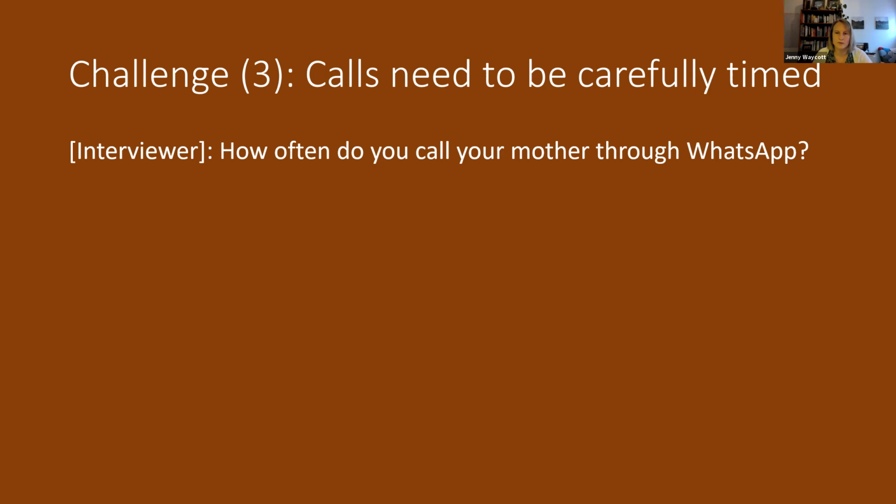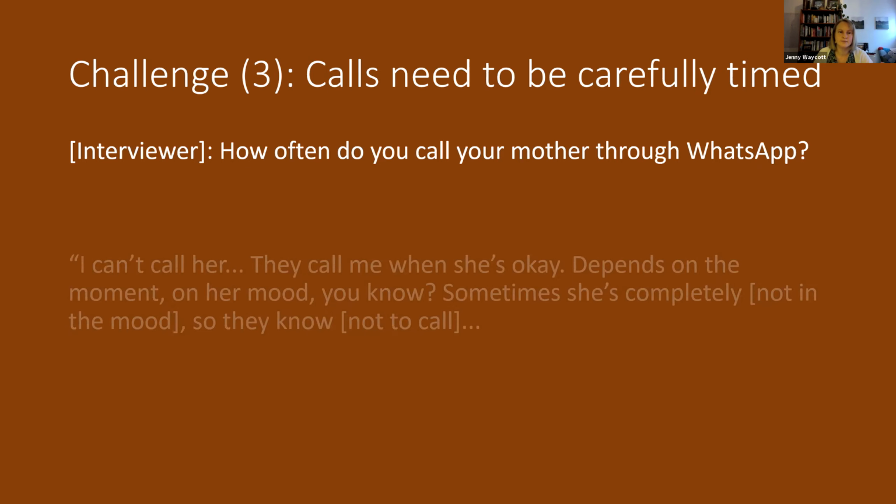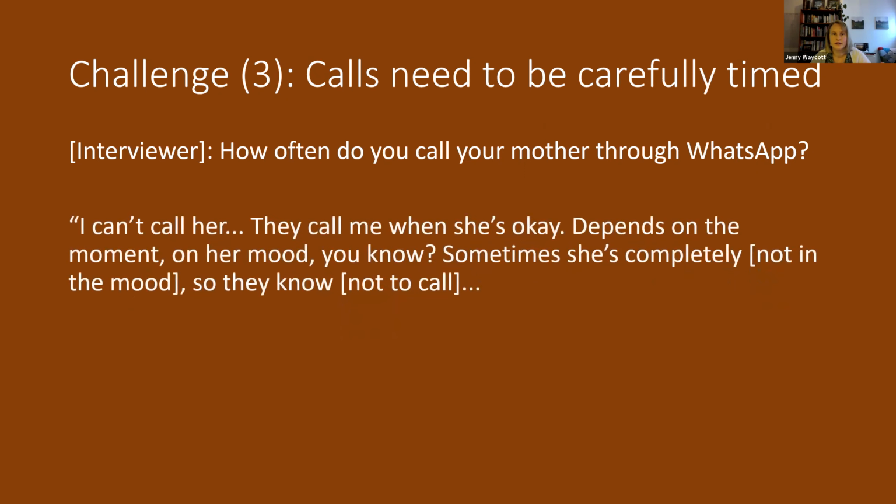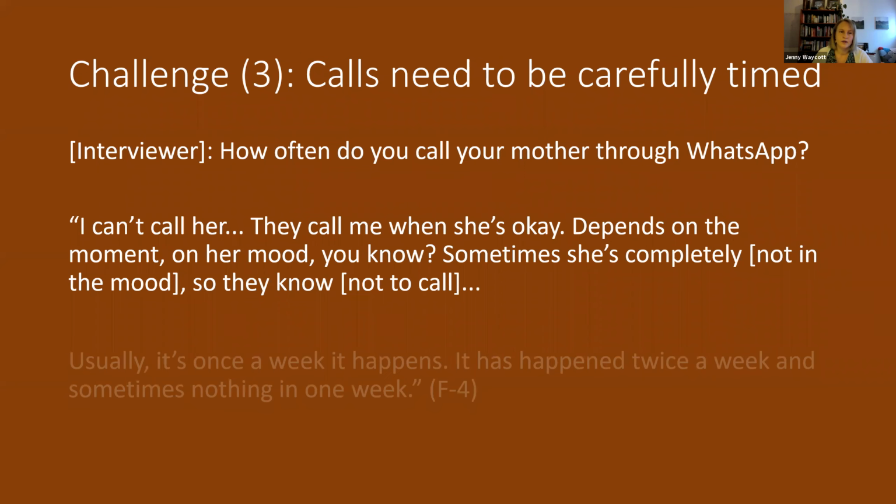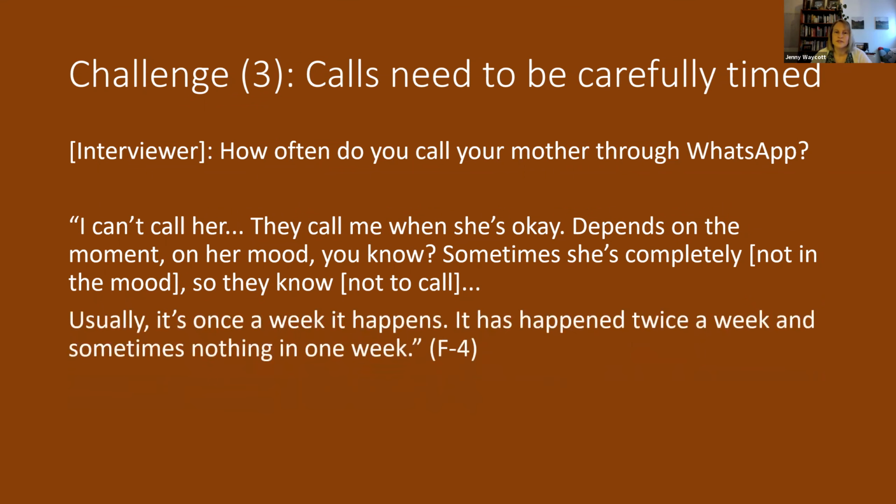So this is a family member responding to this interview question. And she said, "I can't call her. They call me when she's okay. It depends on the moment, on her mood. Sometimes she's not in the mood, so they know when to call. Usually it's once a week it happens. It has happened twice a week, and sometimes nothing in one week." So it's very variable in terms of when this person's loved one is available to talk to her.